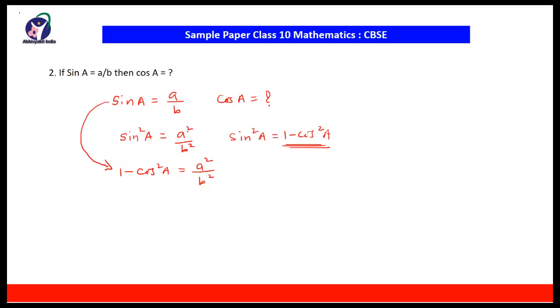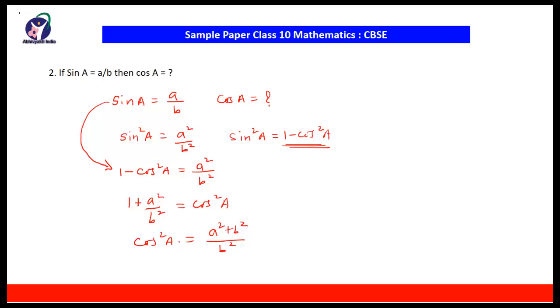So we got sin squared A is equal to A squared upon B squared. Then sin squared A is replaced by 1 minus cos squared A. Now take cos squared A to this side and A squared upon B squared to the other side. So it will be 1 plus A squared upon B squared, that is equal to cos squared A. Now take the LCM. So it will be cos squared A, which is equal to A squared plus B squared upon B squared. Now we have to find the value of cos A.